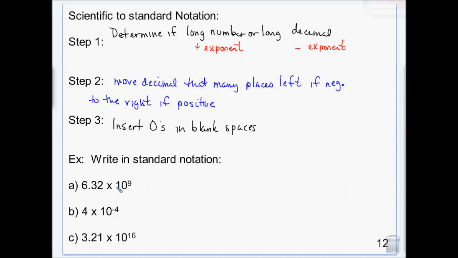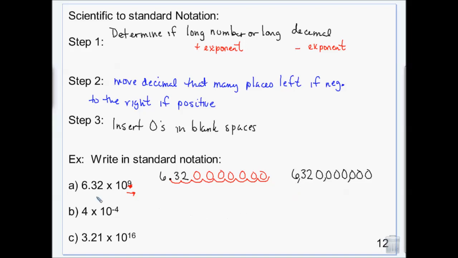Okay, the first way is the more proper way. I'm going to write 6.32 and I have 10 to the 9th. That's positive, which means I'm going to be moving my decimal this way. So I'm going to go 9 spaces: 1, 2, 3, 4, 5, 6, 7, 8, 9. And for every blank space, I'm going to put a 0 in. So that means I'm going to have 632 followed by zeros.